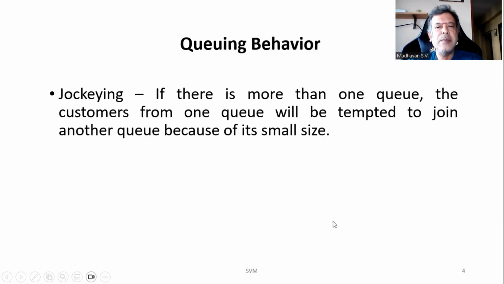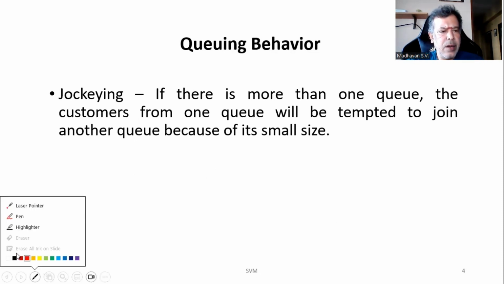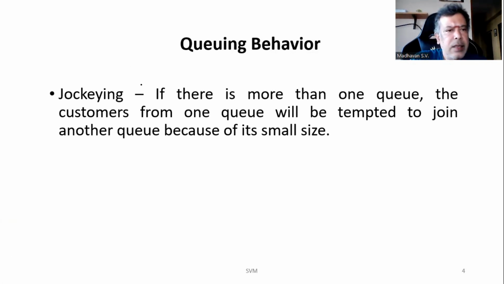Then queuing behavior. The first one is jockeying. We can understand this. Just let me draw something. Let us say these are the three lines, three queue lines. This is one line. People are standing in that. This is the first line, let us say. This is the second line. This is the third line.